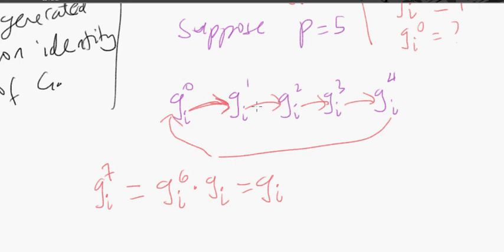What about g_i^8? Will g_i^8 be equal to g_i squared? What about g_i^9? Will g_i^9 just give us g_i cubed? What about g_i^10? Will that just give us g_i^4? And so on and so forth.